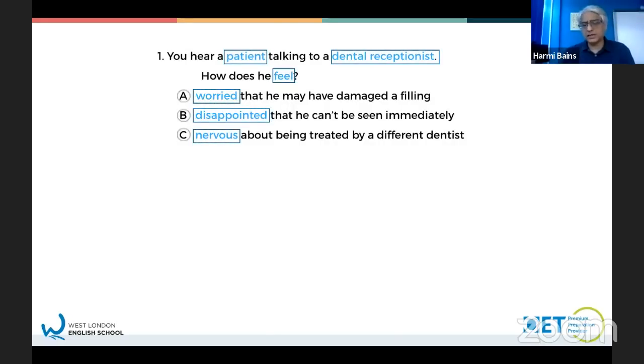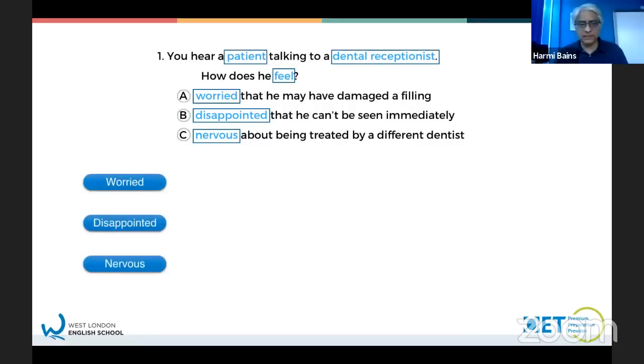And you might think about what kind of words, what kind of language you would expect to hear in the listening. Of course, they're never going to say the words that you can see on your paper. It's never that easy. For example, the patient isn't going to say, well, I'm worried that I might have damaged a filling. It's never that easy. They're going to be using synonyms or some kind of similar language. So it's interesting to think what kind of language you might hear. These are the three adjectives.